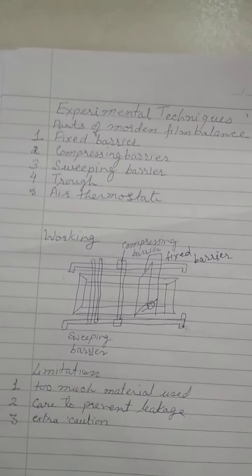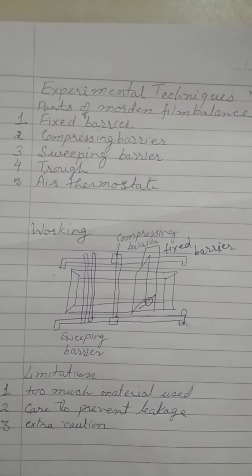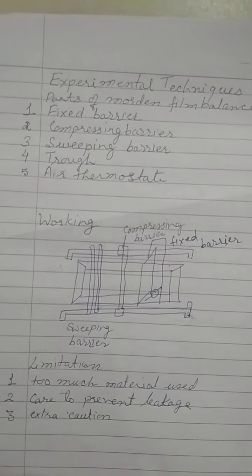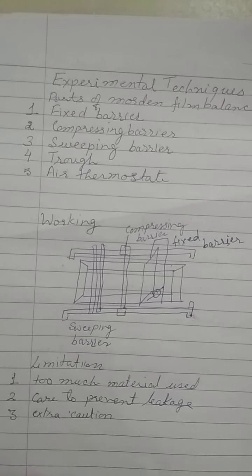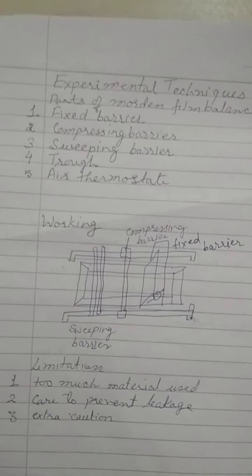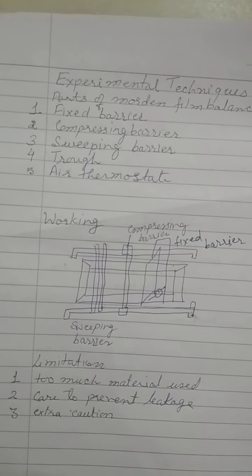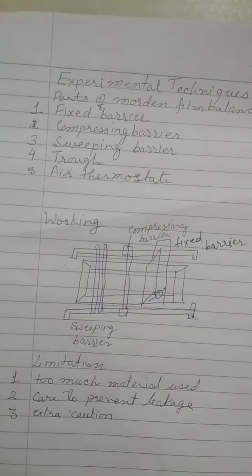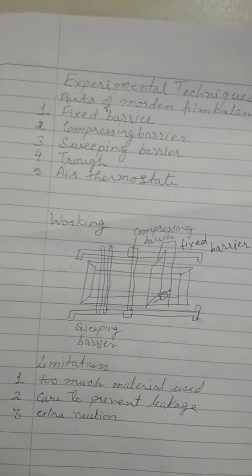The third is the sweeping barrier. It is a movable barrier resting upon the side of the trough and in contact with the water surface. A number of movable barriers are provided for sweeping the surface clean. It may be raised or lowered by means of a rack operated by a square drive rod.